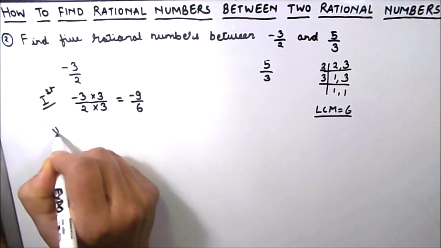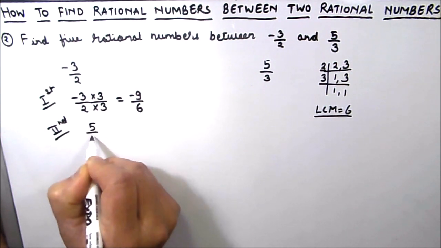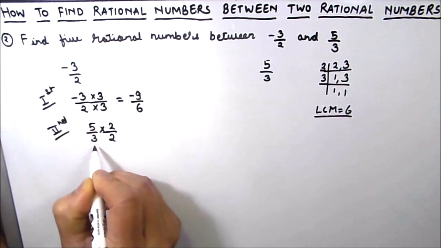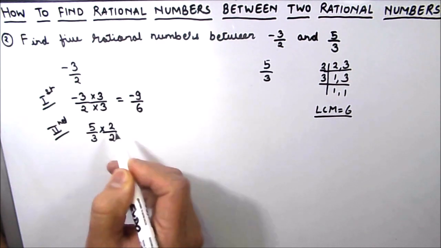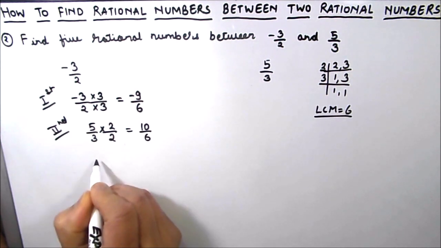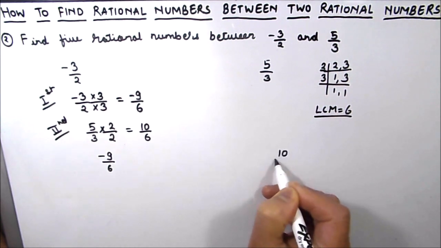And the second fraction will be 5 by 3 multiplied by 2 over 2. To make 3 equal to 6, we have to multiply it by 2. And as we are multiplying the denominator by 2, we have to multiply the numerator too. So this will be 10 by 6. Now our two fractions are minus 9 by 6 and 10 by 6.